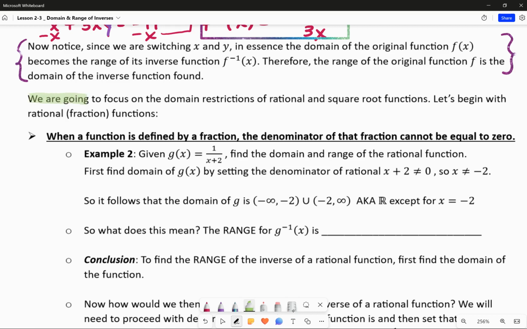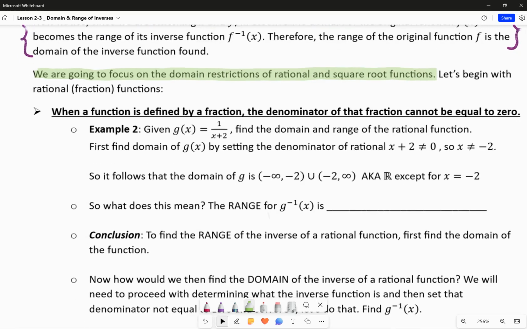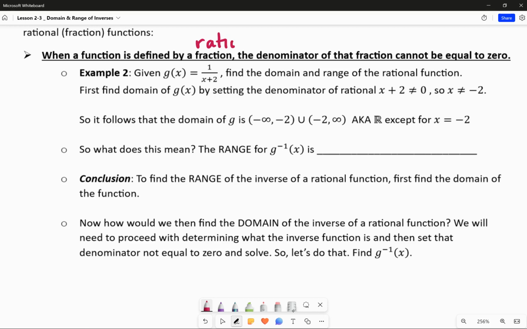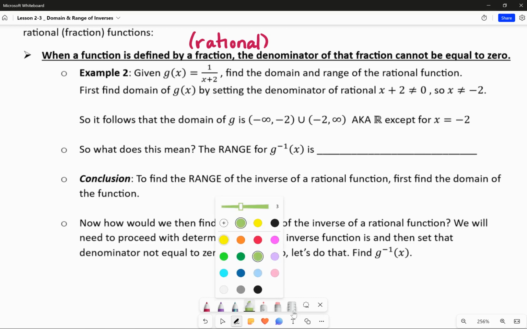So right here, we're going to focus on the domain restrictions of rational and square root functions. Okay, so we're going to start with rationals. So the first bold point being underlined here: when a function is defined by a fraction, in other words, when you get a rational function, you are going to want to make sure that your denominator value does not equal 0.